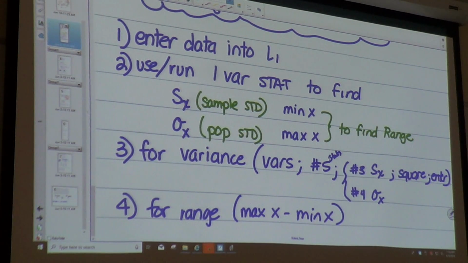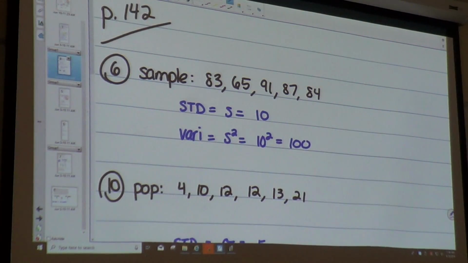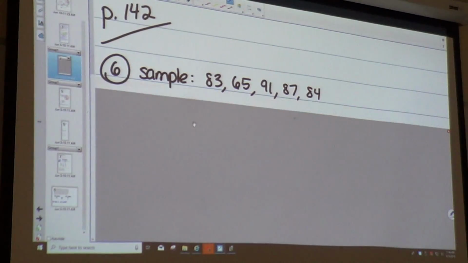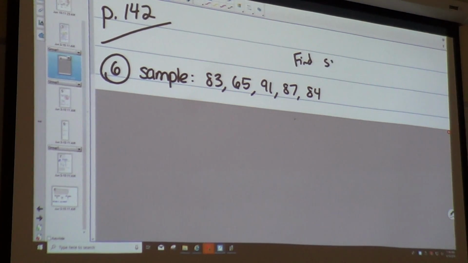So now we are ready to do some problems. So let me cover up. Let's see what we're finding on this one. We are finding the standard deviation and the variance. I want to find standard deviation and variance.